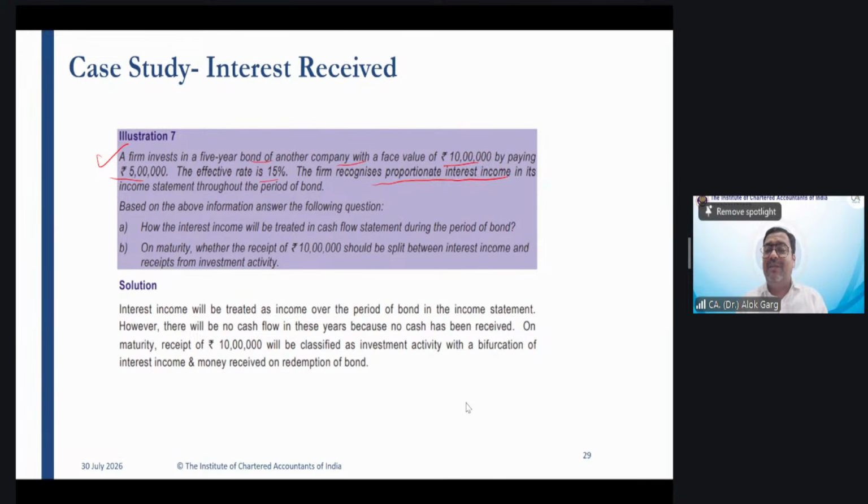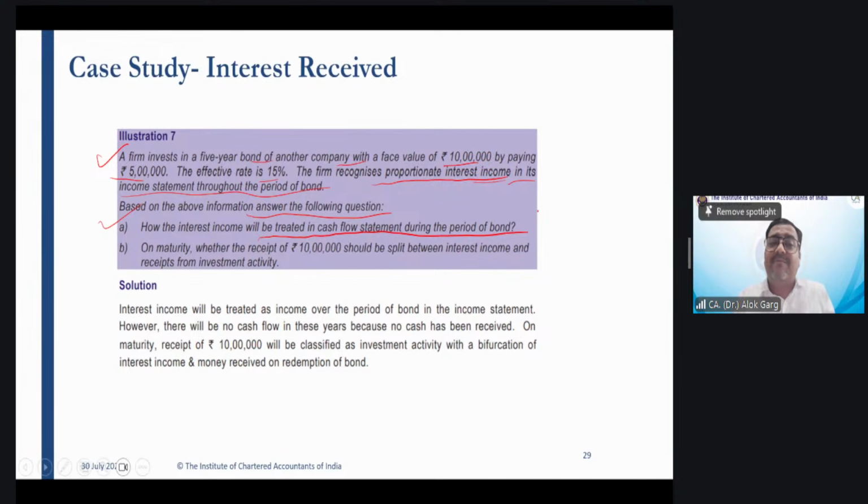So, in Ind AS, the concept is the effective interest rate method. It is not a proportionate interest rate method, it is the effective interest rate method. The firm recognizes proportionate interest income in its income statement throughout the period of the bond. Based on the above information, answer the following question. How will the interest income be treated in the cash flow statement during the period of the bond?